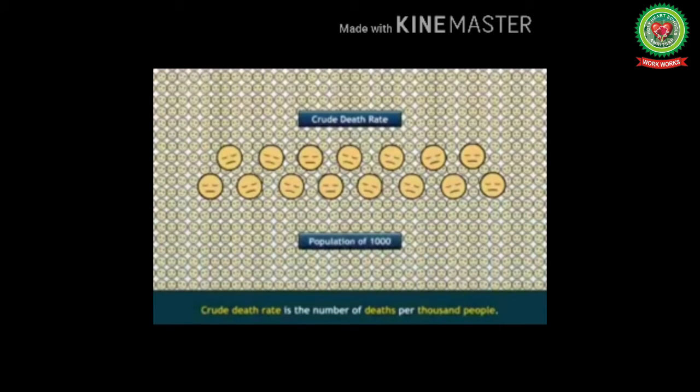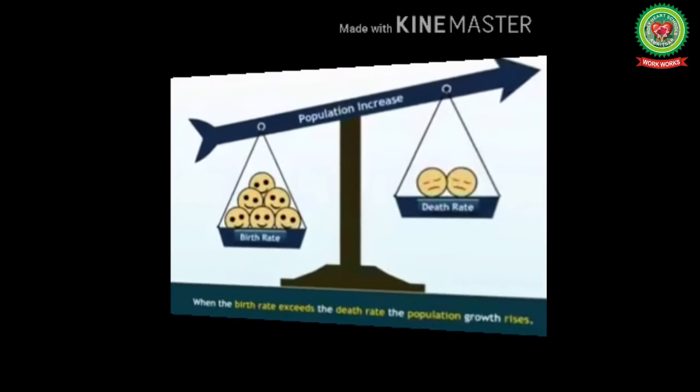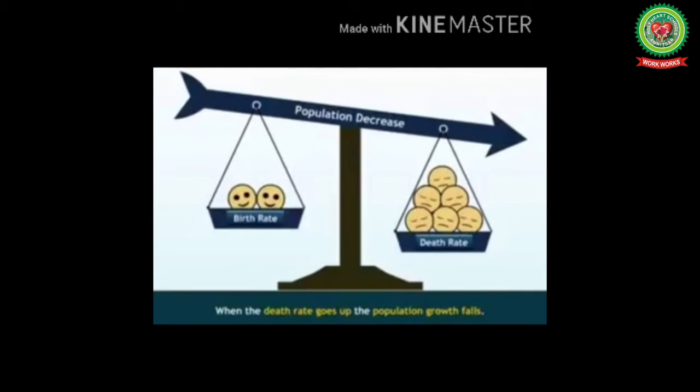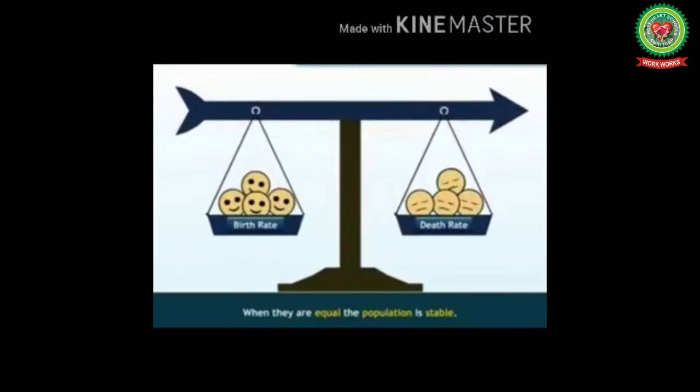Now students, the question that comes here is how they affect the population growth. Let's understand in the simplest way. The birth rate and the death rate of a country determine its population growth. When the birth rate exceeds the death rate, the population growth rises. And when the death rate goes up, the population growth falls. And when they are equal, the population is stable.